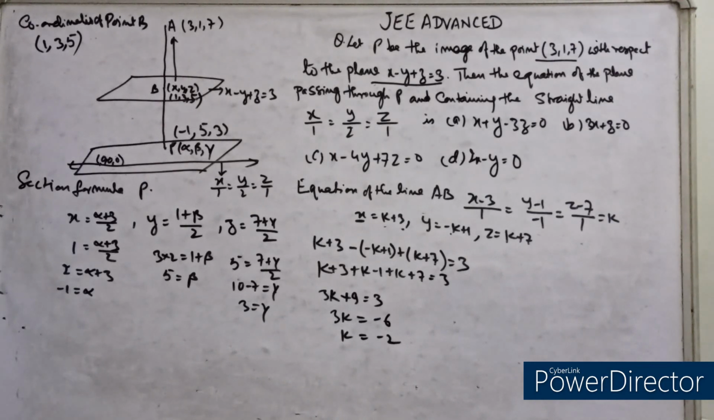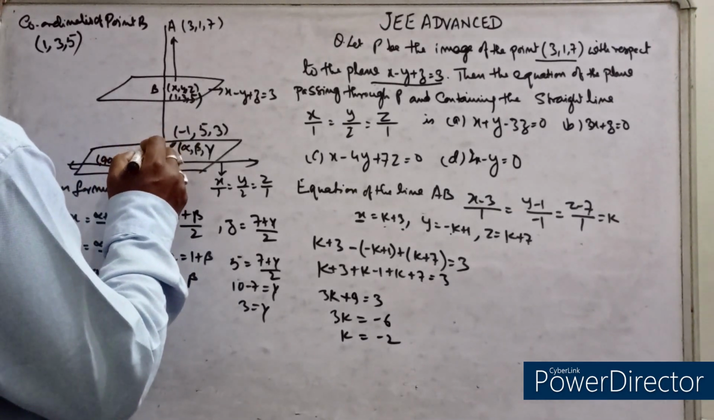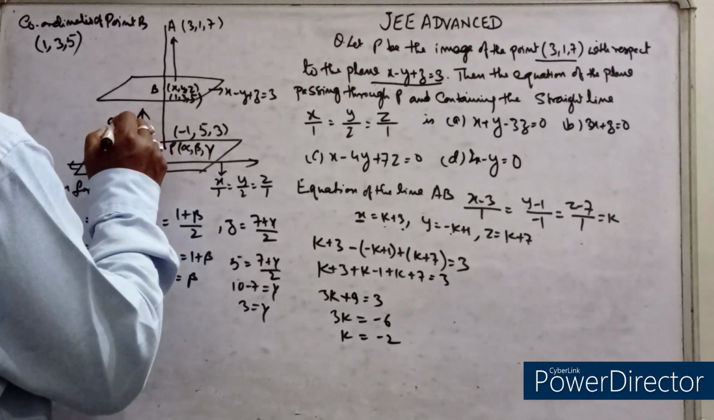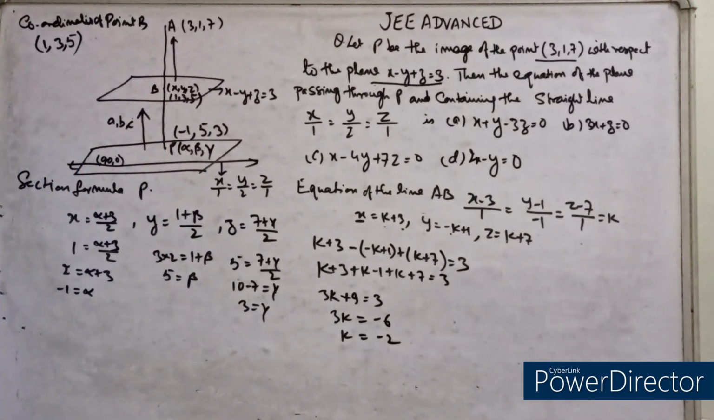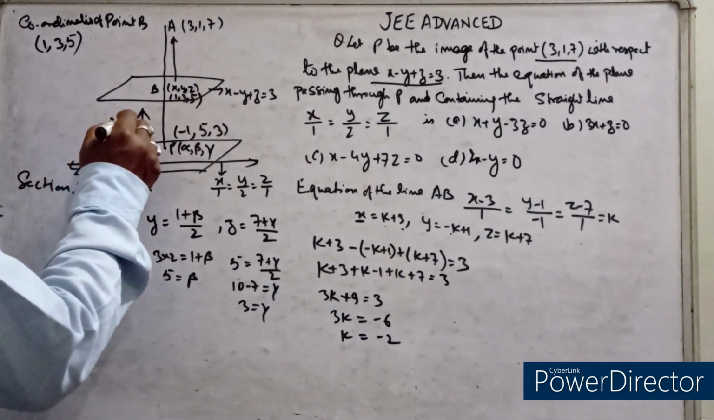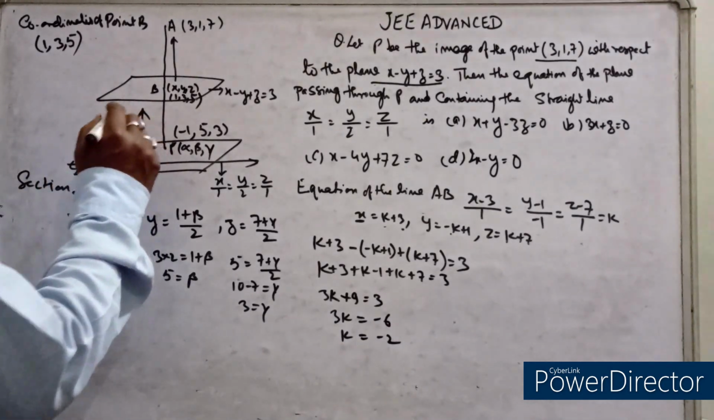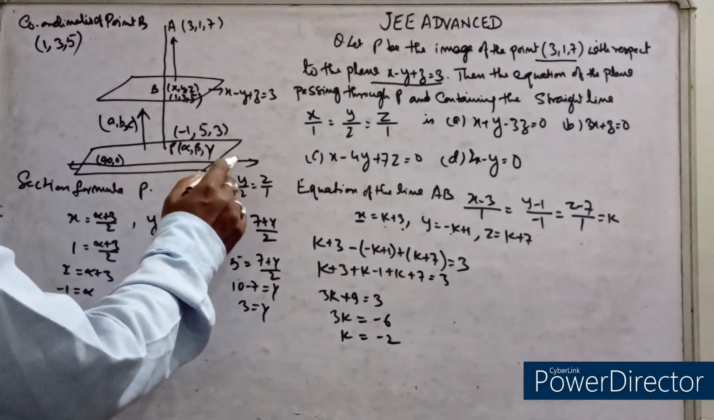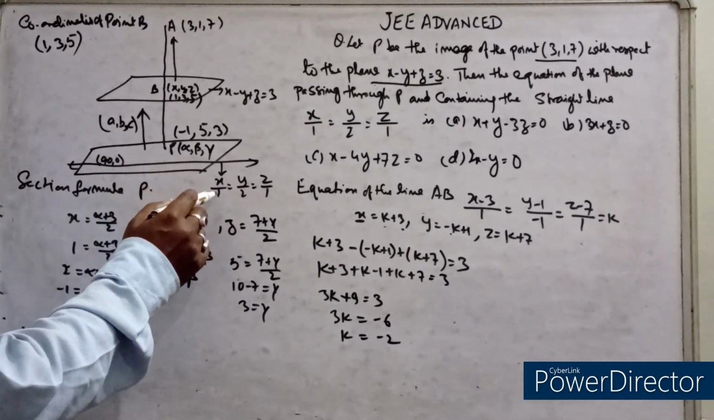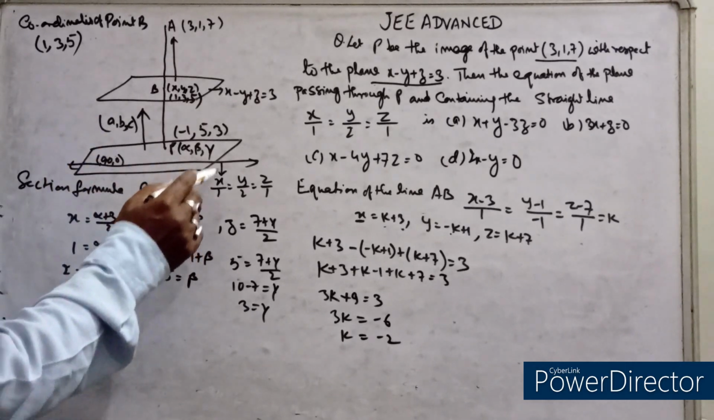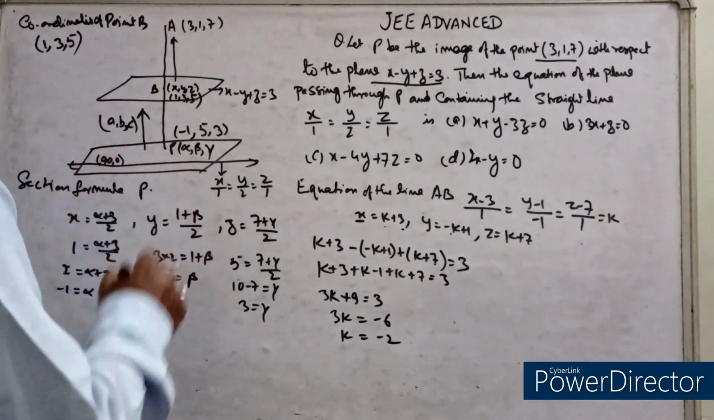These are the coordinates of point P. Again, let the direction ratios of the required plane be A, B and C, which will be perpendicular to it. Now this line lies on this plane, so the dot product of the direction ratios of this line and the plane will be 0.